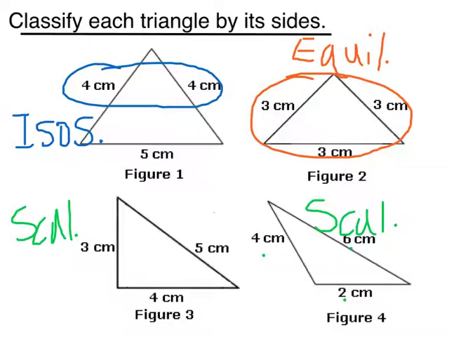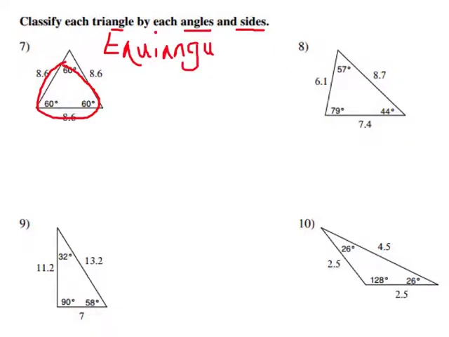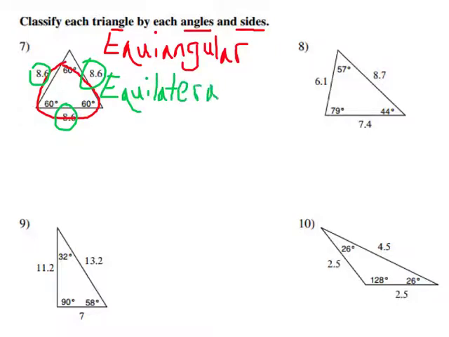Alright, one more example. For these last four examples, it wants us to classify each triangle by its angles and sides. So let's look at the angles first. We've got 60, 60, 60, so this will be an equiangular triangle. Alright, now let's look at its sides. We've got 8.6, 8.6, and 8.6, so this is equilateral. Alright, let's move on to number 8.